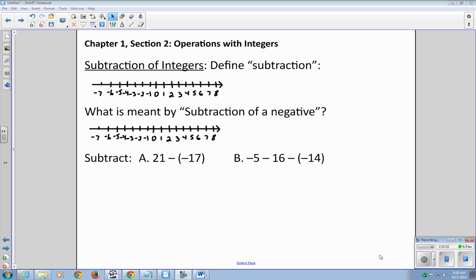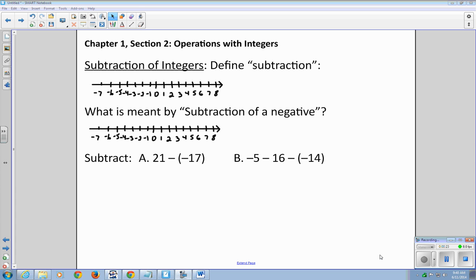Hello again, everyone. Well, this time, continuing with our operations with integers from Chapter 1, Section 2, let's talk about subtraction of integers. And of course, we need a definition. What do we mean by subtraction? And when I think about subtraction, subtraction is an operation that undoes addition.